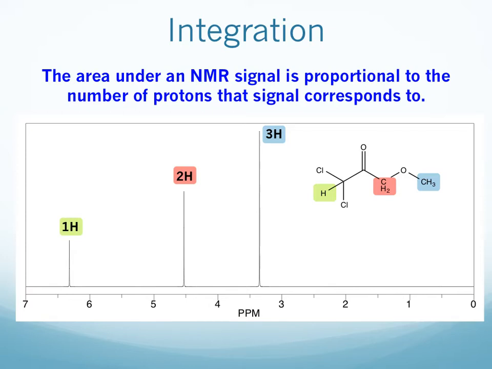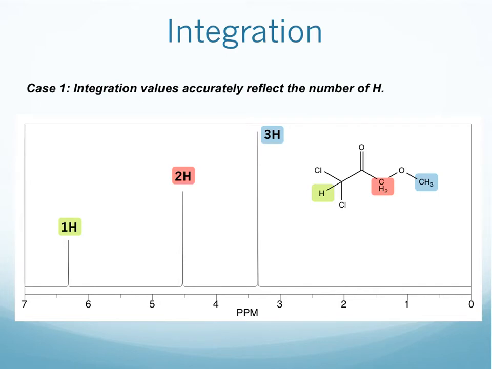So in this first case, the integration values accurately represent the number of hydrogens. So this is the easiest case, and what we see is that in our molecule, if you were to add up all of the hydrogen, we have 3 plus 2, that's 5, plus 1, that's a total of 6. And then if you add up the integration numbers for your signals, we have 3 plus 2 plus 1, that's 6. If that's the case, then your integration values accurately represent the number of hydrogens, and it makes things quite easy.